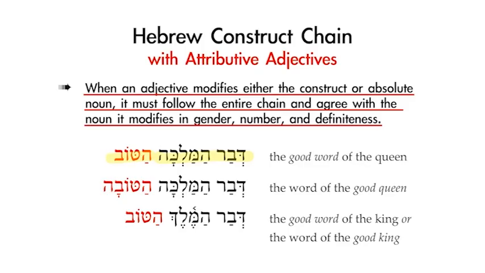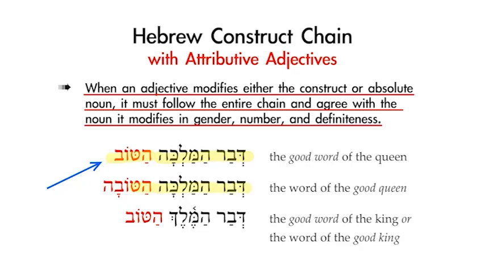You can see in this particular construct chain, followed by the adjective tov, that we have the good word of the queen. The adjective follows the construct chain, and so we have to figure out, does it modify word or does it modify queen? Because the adjective is masculine and singular, it must be modifying the masculine singular noun devar. It can't be modifying the word queen because queen is feminine and singular. But let's look at our second example.